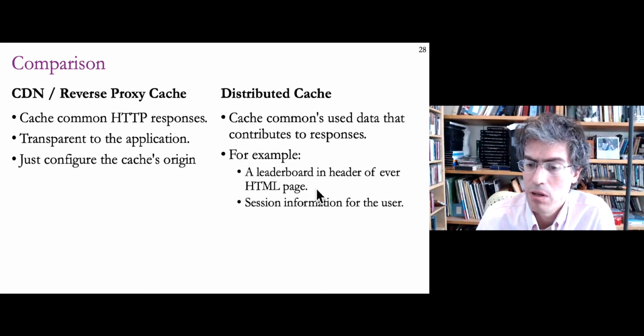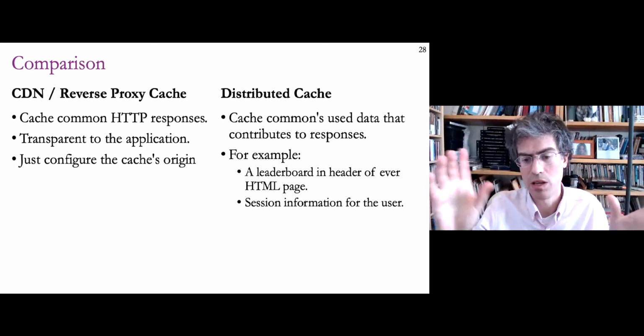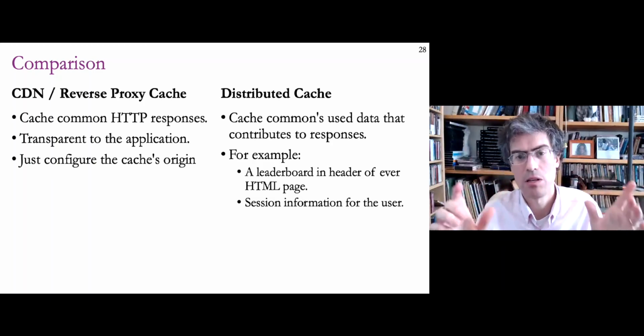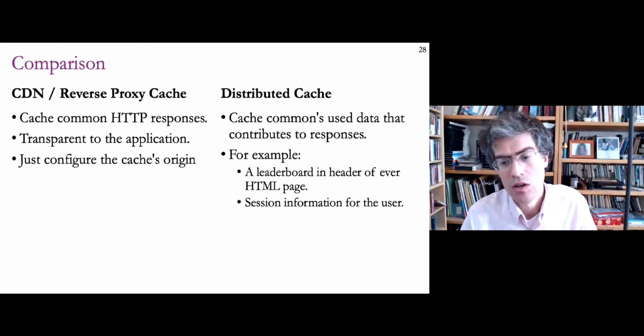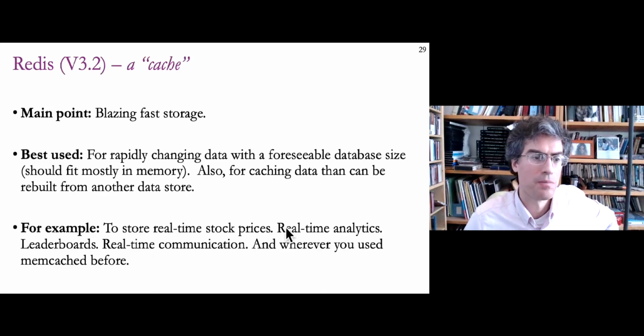Another caching example might be a leaderboard that's in the header of every HTML page. If you're running a game website, and at the top you always show the same thing on every page, something that's updated but shown on every page, you could cache that in a distributed cache and it'd be available to all the different clones of the application server that was running. Okay.